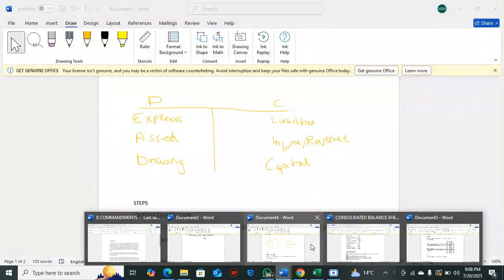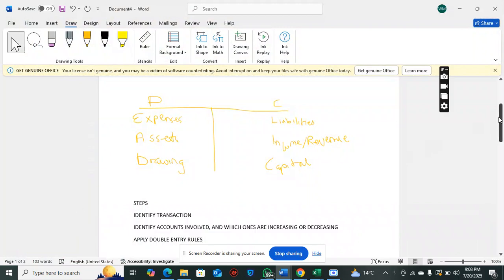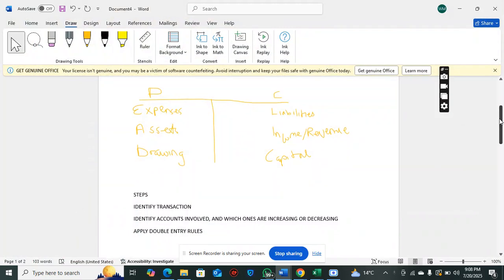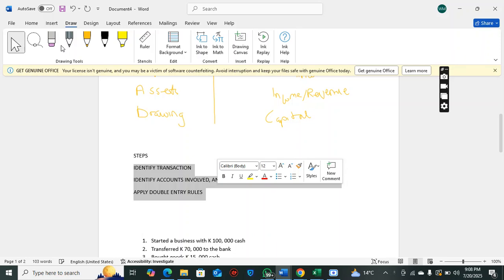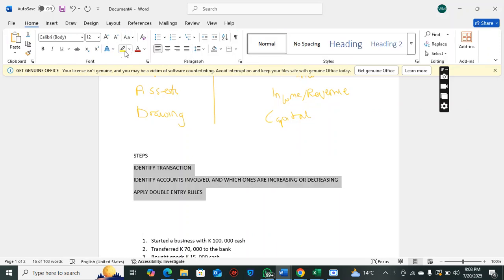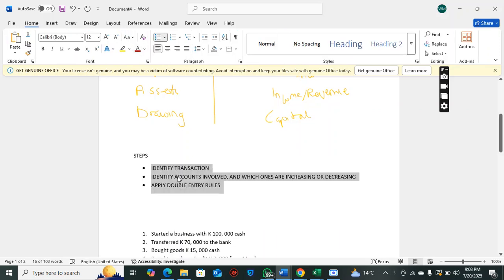Okay, so we're looking at how we can record financial transactions. All right, journal entries. These are the steps involved that you need to remember. But as you get accustomed to this, you won't need to follow these steps. Okay, but the first step is you identify what type of transaction you're dealing with.